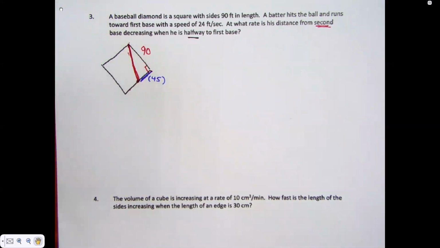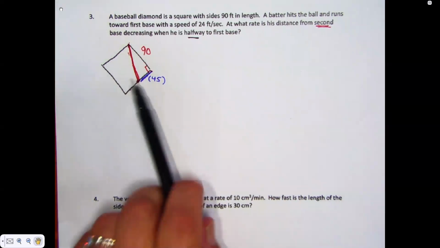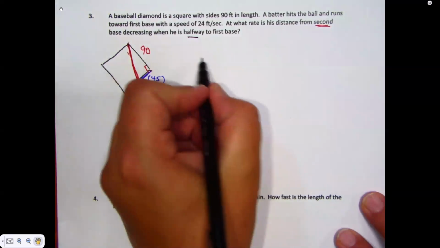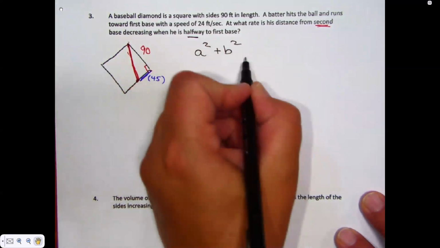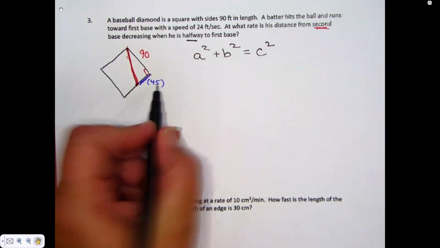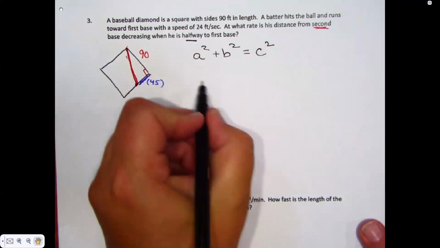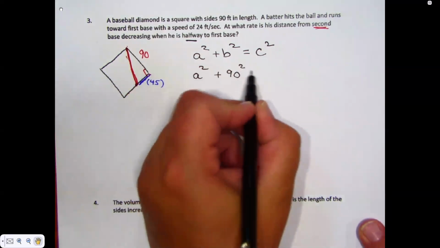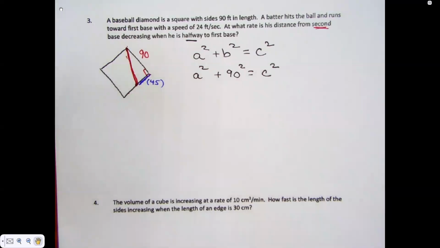So he rounds first, all right? He's not there yet, he's halfway. So what are we going to use? We've got a right triangle, we're talking about the sides. Pythagorean theorem: a squared plus b squared equals c squared. We'll call the 45 a, but the 45 is always changing, so we're going to have to leave that. But b is 90, and we can plug that in right away because that's never changing.